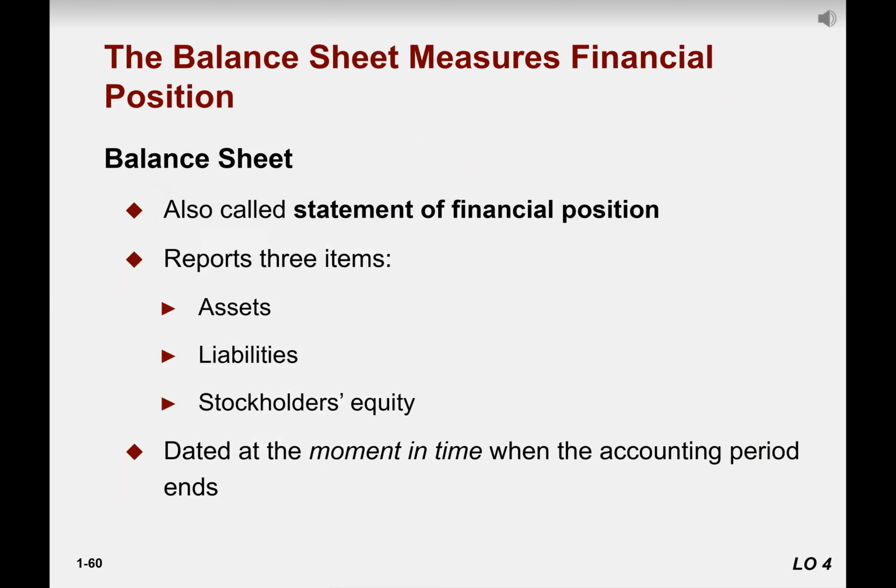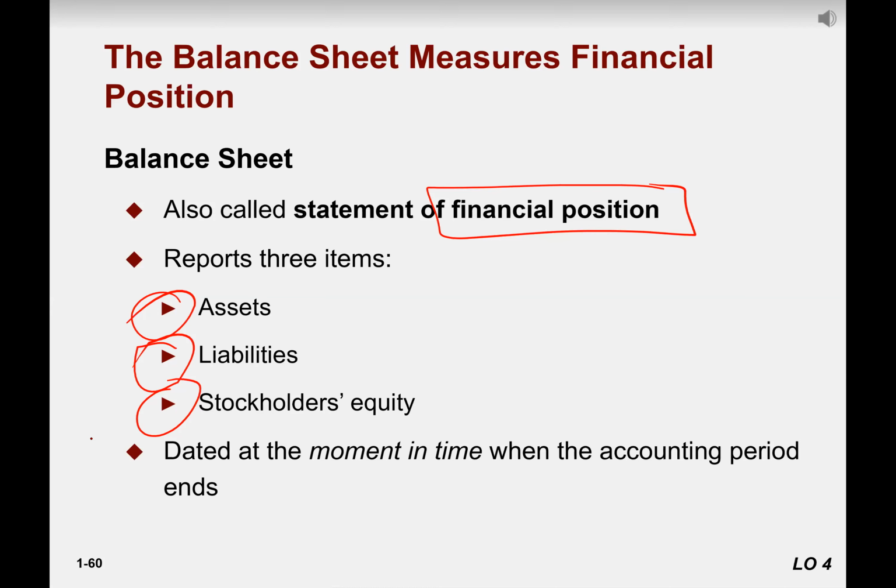And then the logical next statement is the balance sheet. The third statement that we make is the balance sheet, also called the statement of financial position. The balance sheet shows us the net worth of the business, how much our business is worth in millions or billions or in whatever currency. So it reports assets, liabilities, and stockholders' equity or owners' equity, right?